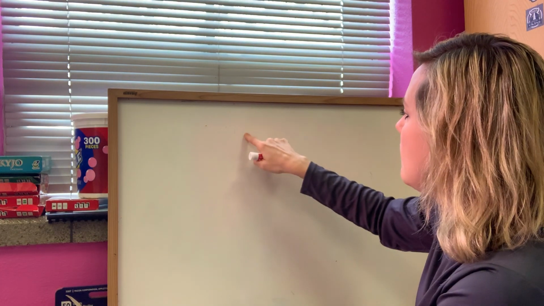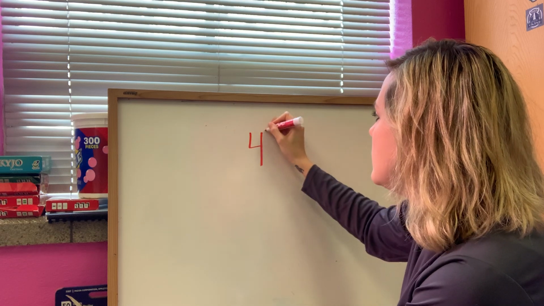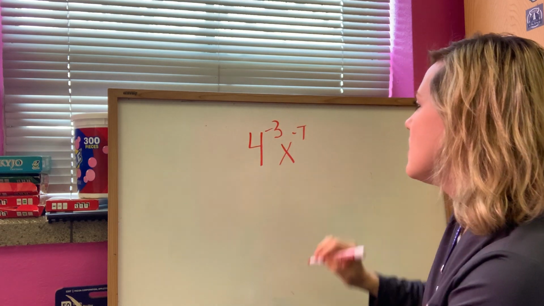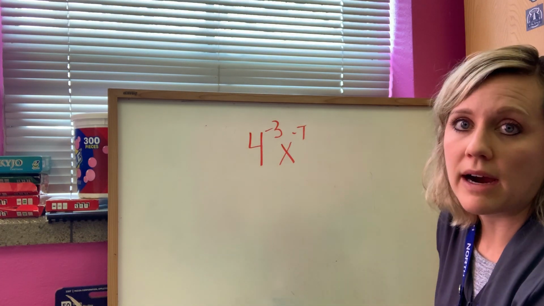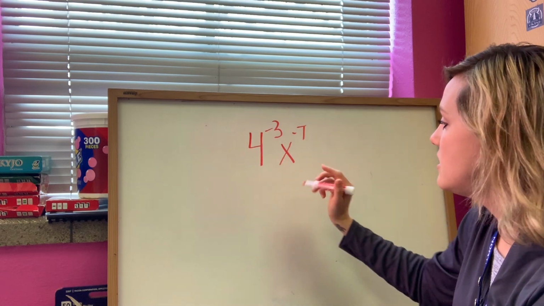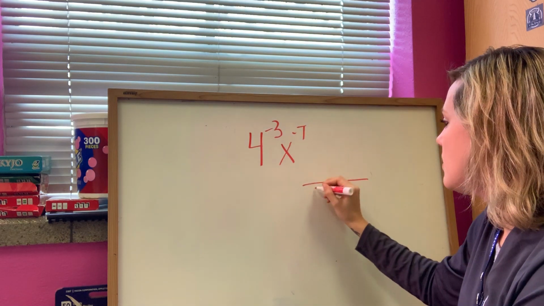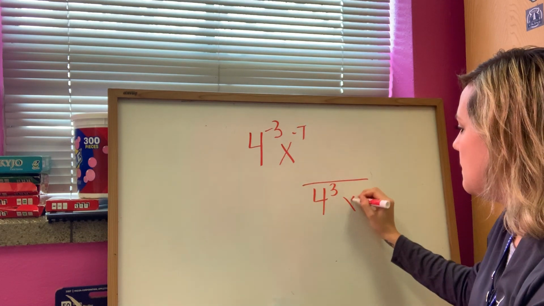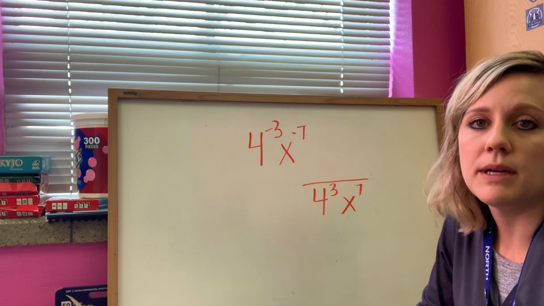Let's pretend we have 4 to the negative third power, x to the negative seventh. Okay, so we have two negative powers, so that means dividing by both of these. So we're going to move this to the denominator, and our exponent becomes positive. And we're going to move this to the denominator, and our exponent becomes positive.